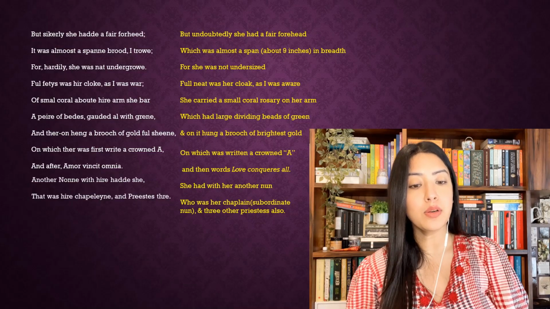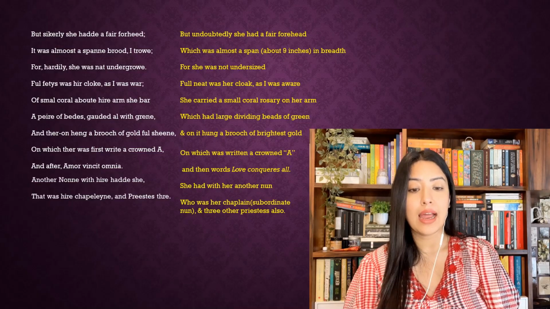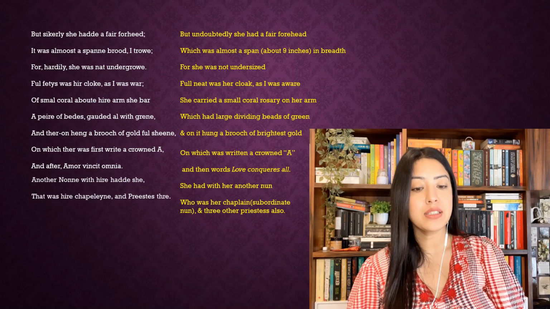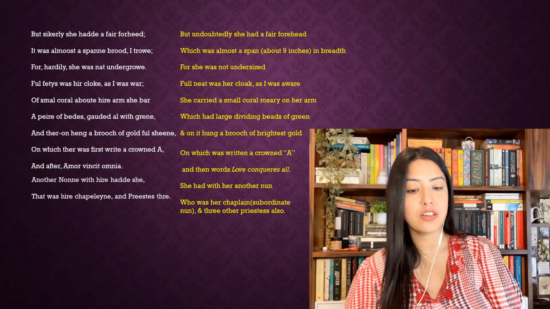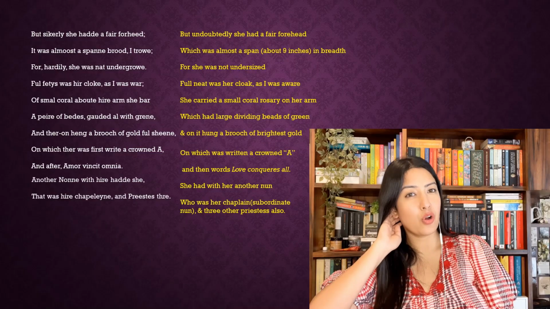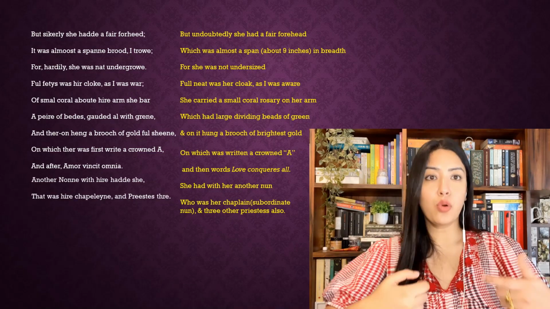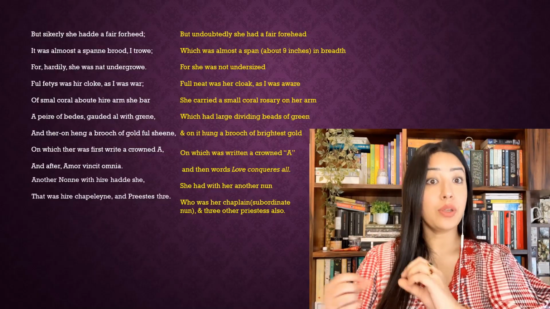She carried a small coral rosary on her arm, which had large dividing beads of green, and on it hung a brooch of brightest gold, on which was written a crowned A and the words "Love conquers all." She had with her another nun who was her chaplain and 3 other priestesses also. So you'll understand the love conquers all in the analysis part, but I'll still give you an idea. She had a rosary and then she had a brooch, right? So in the brooch she had love conquers all written on it in gold.